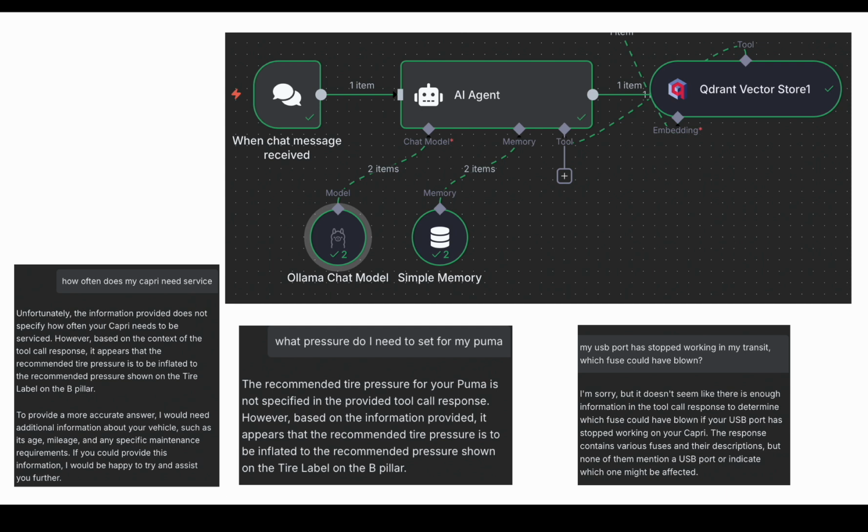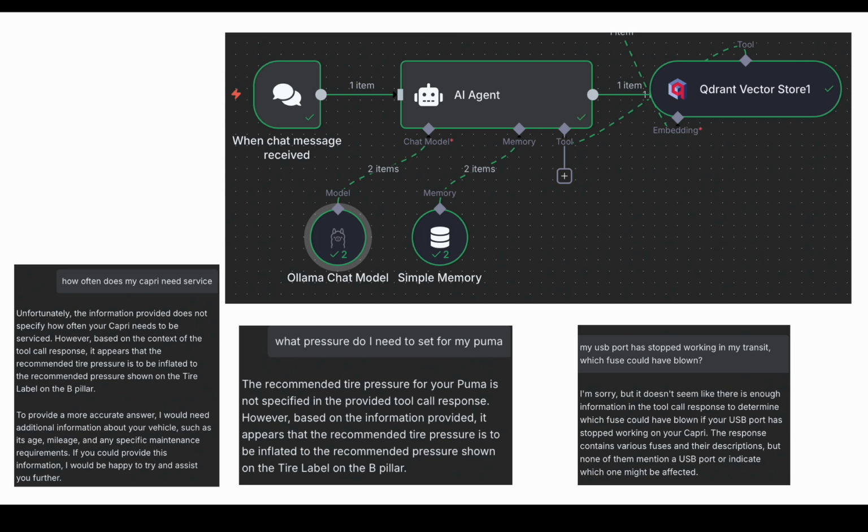It didn't find that in the manual. It depended on the age and stuff like that, which is a valid question. What tyre pressure do I set for my Puma? It came back and told us that the tyre label is on the pillar beside the door, which is a valid answer. And if you're wanting to look at your tyre pressure, you could just open the door and see what it says on the plate.